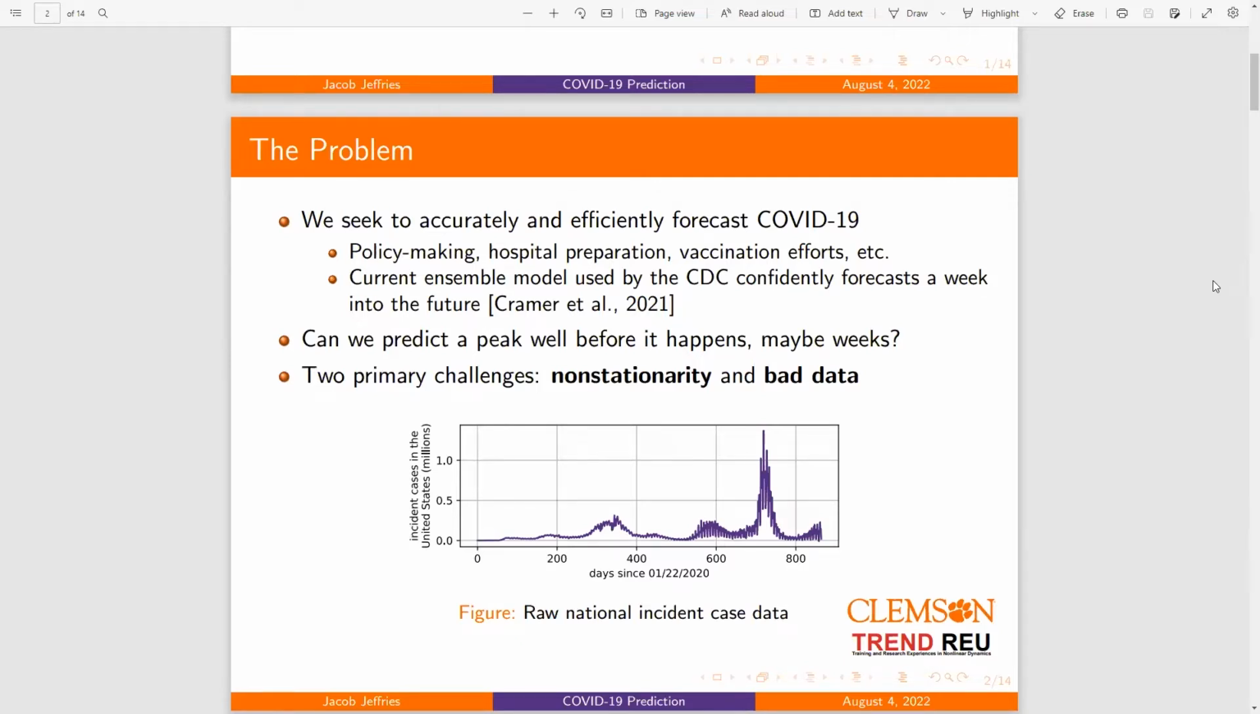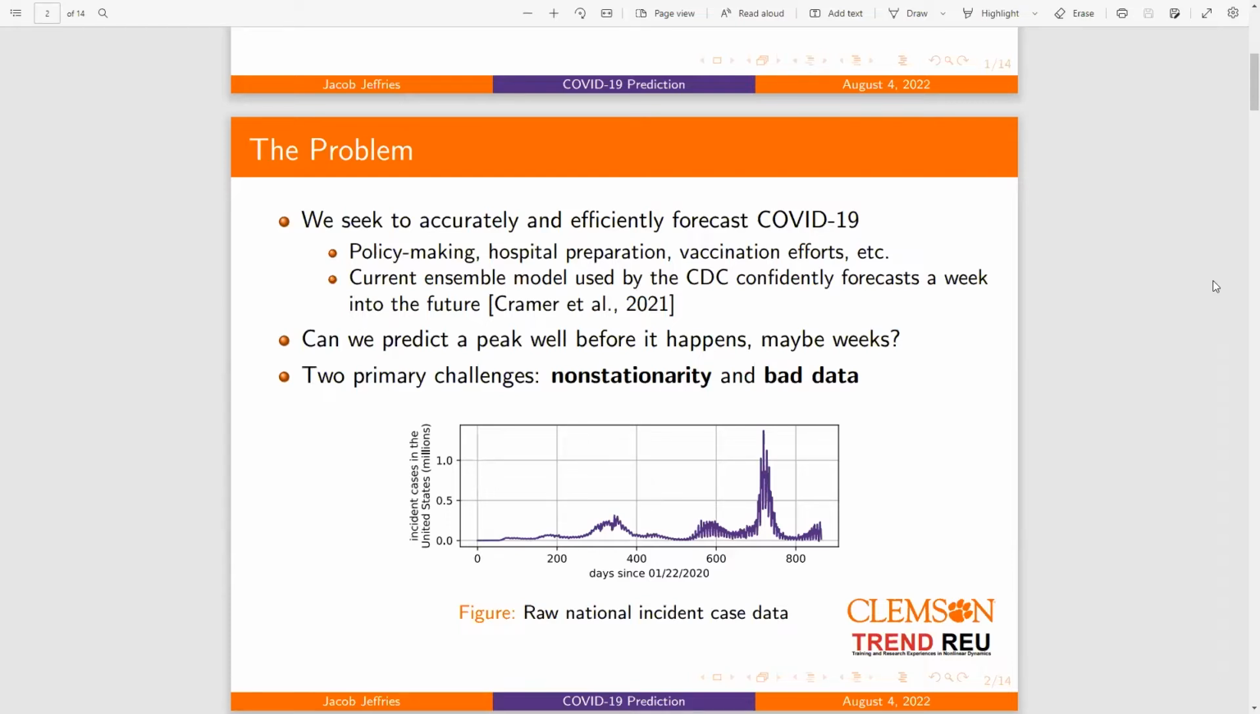The current ensemble model used by the CDC has confident prediction horizons of about a week, which is good, but not good enough for fast preparation. So the question is, can we predict a peak well before it happens, maybe weeks? There are two primary challenges: non-stationarity and bad data.